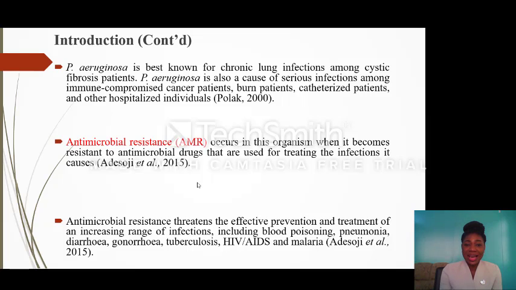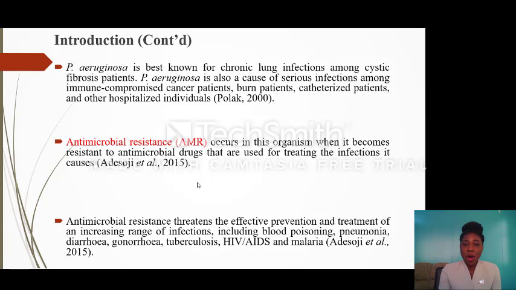Pseudomonas aeruginosa is best known for chronic lung infections among cystic fibrosis patients, and it also causes serious infections among immune-compromised patients, especially cancer patients, burn patients, catheterized patients, and other hospitalized individuals.